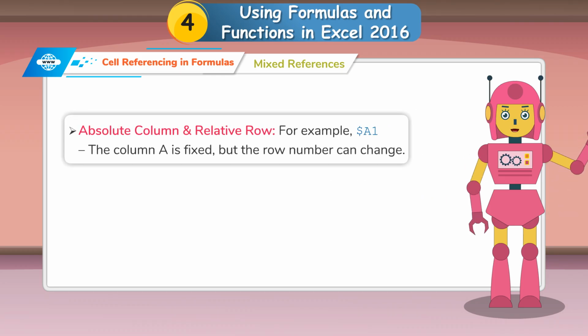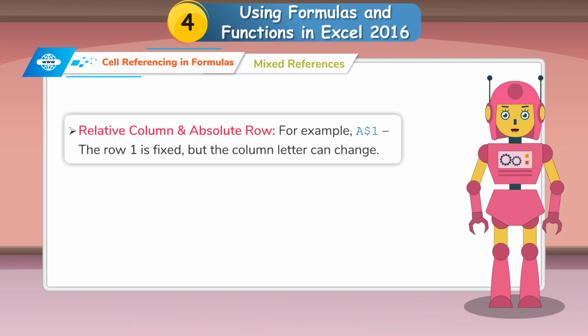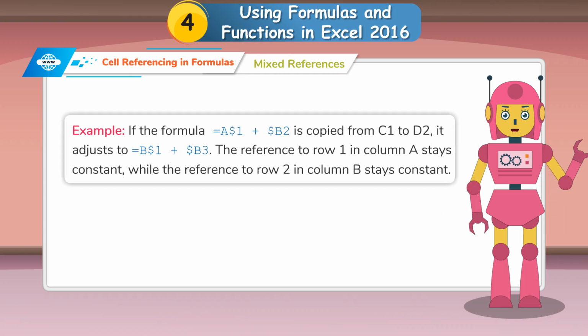references: absolute column and relative row. For example, $A1, the column A is fixed, but the row number can change. Relative column and absolute row. For example, A$1, the row 1 is fixed, but the column letter can change.